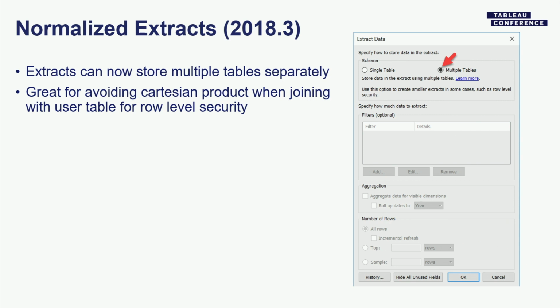Because as we just saw, Tableau will denormalize data when you take an extract, meaning that it could lead to a Cartesian product. If a single user in user security has access to many records, imagine. So now we've got this option to create multiple tables within Hyper, meaning that in a single extract, you will have multiple tables, and you only join them at query time.